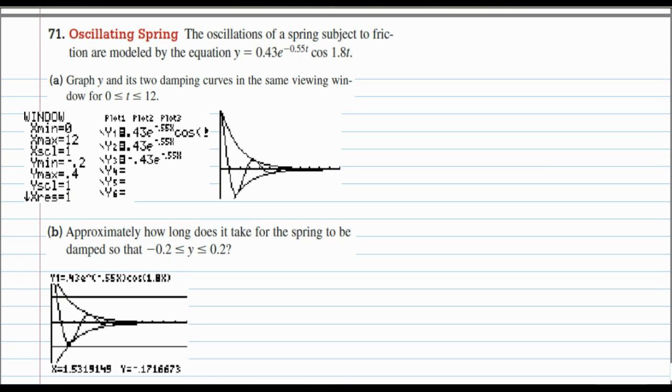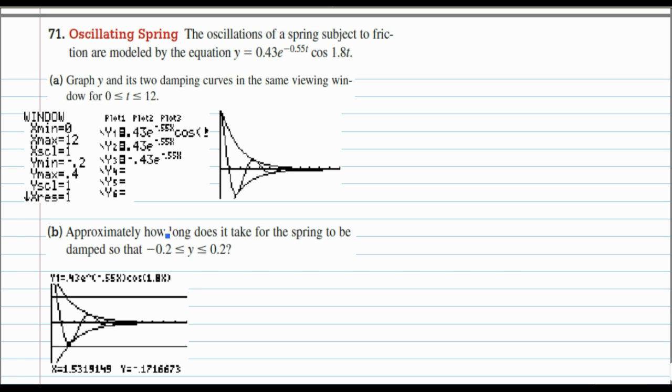The now try problem, number 71, also talks about an oscillating spring whose oscillations are modeled by this equation here. So I've done part A and I've graphed this ahead of time. I've graphed y and its two damping curves. So I graphed the positive version and the negative version of that little function out front so you can see them dampening the original function. And it wanted me to graph t between 0 and 12, so that is what I did. My x-min was 0, my x-max was 12. That was all in part A.